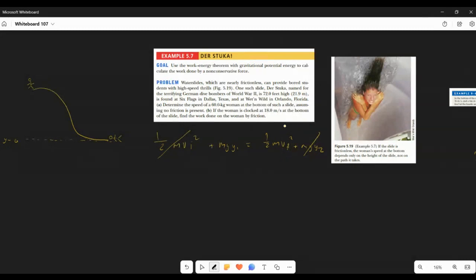In this case, no friction is present. We know the mass was 60. You can actually cancel the masses now if you want, but I'll keep it there for ease's sake. g is 9.8, the slide is 21.9 meters high. We have half, and the mass is again 60, so you can see we can cancel out the 60s already if you want. And we're looking for vf squared. Is this clear to everyone? What I just did here?